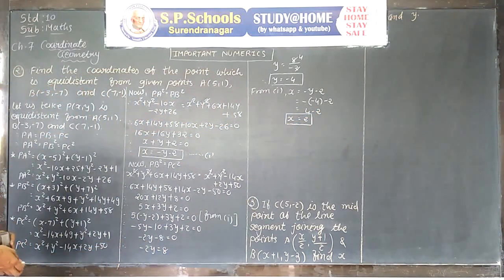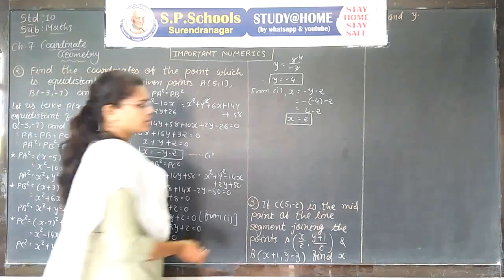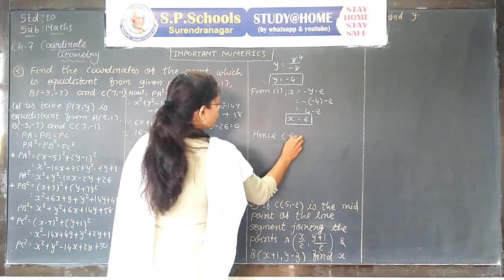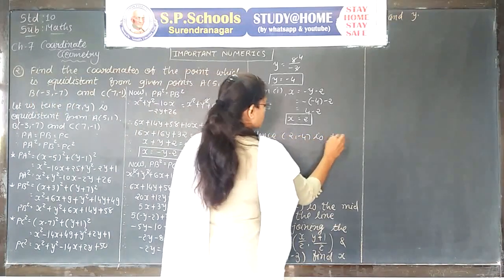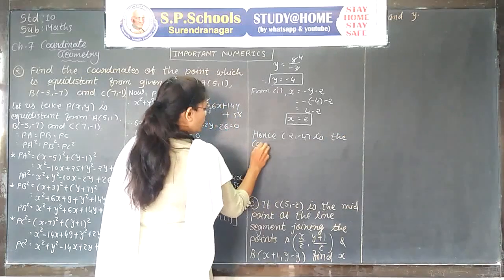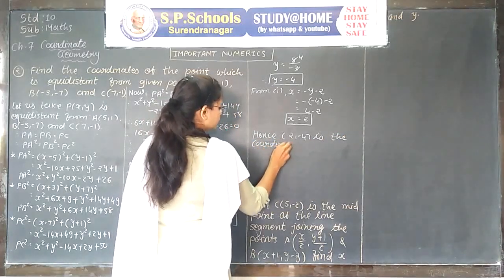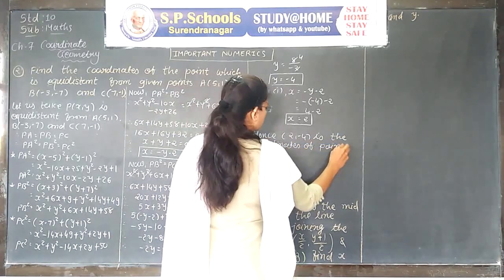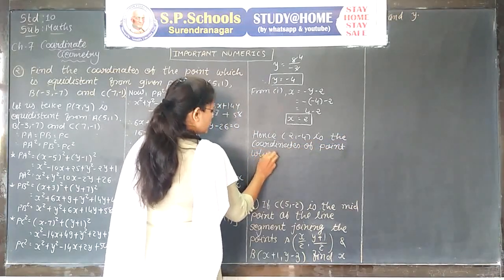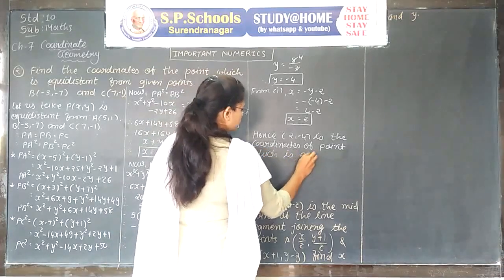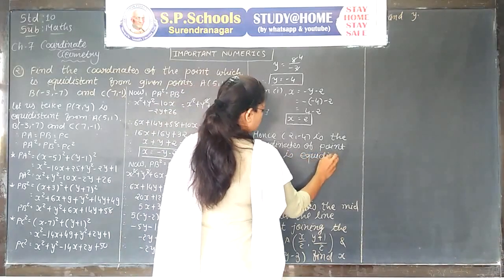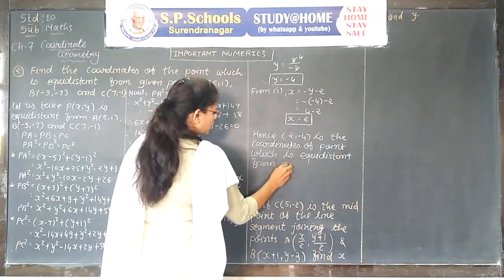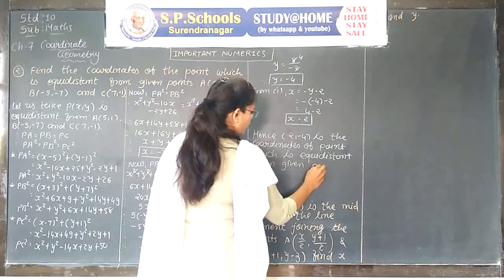The coordinates of the point which is equidistant from the points A, B, C are obtained here. Hence, (2, minus 4) are the coordinates of the point which is equidistant from the given points.